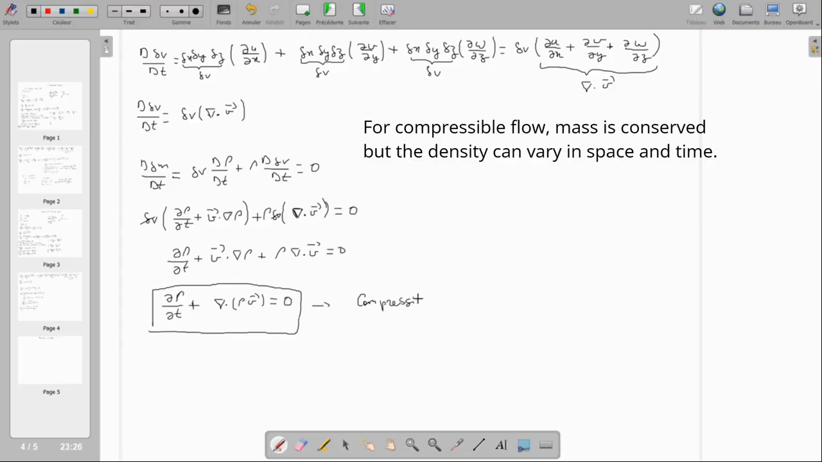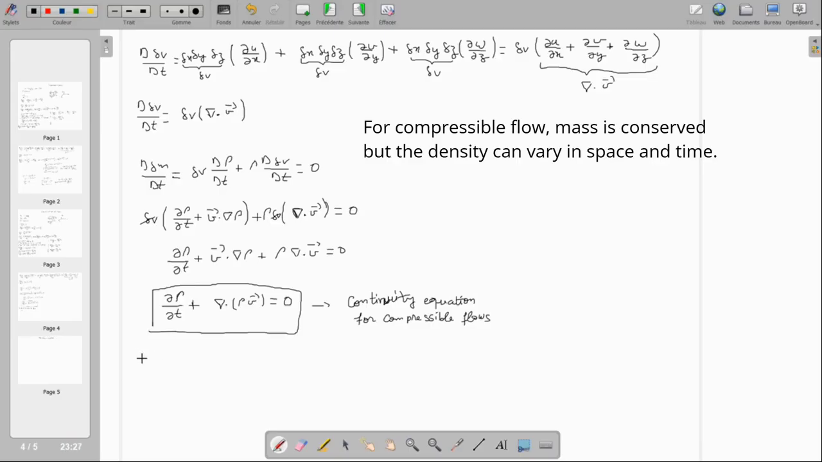Continuity equation for compressible flows.